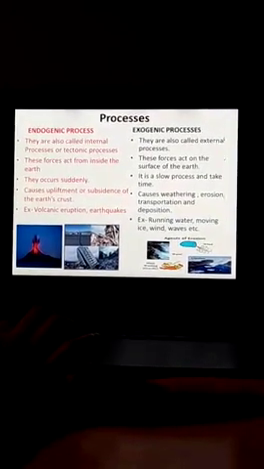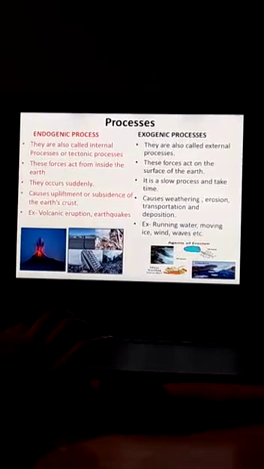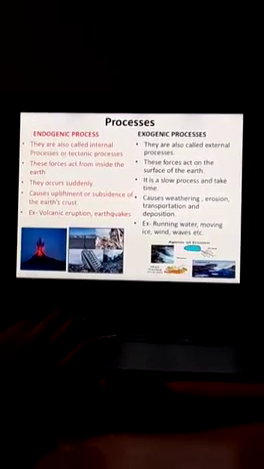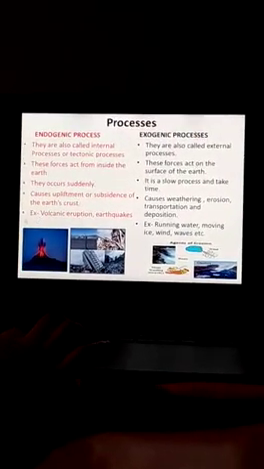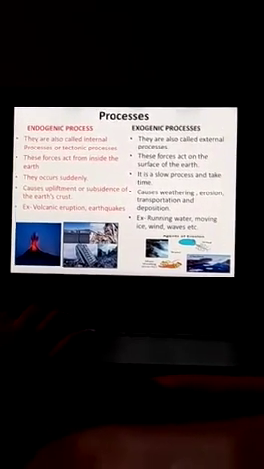Endogenic processes are also called internal processes or tectonic processes. These forces act from inside the earth and they occur suddenly. They cause upliftment or subsidence of the earth's crust. Examples of endogenic processes are volcanic eruptions and earthquakes.